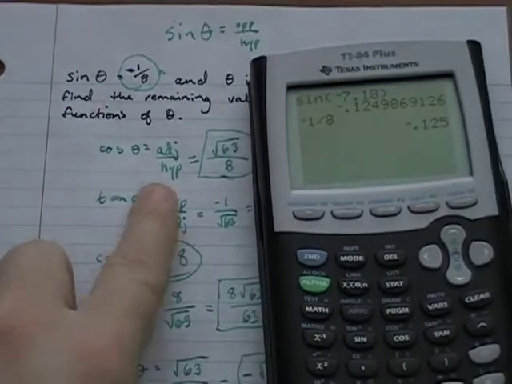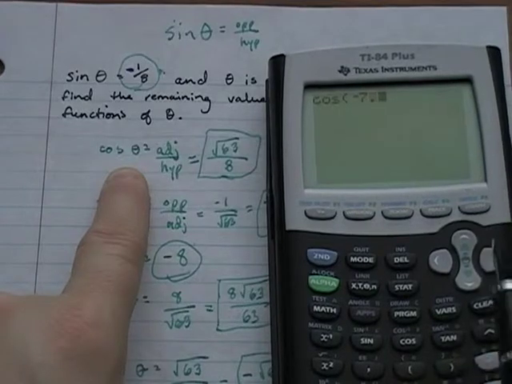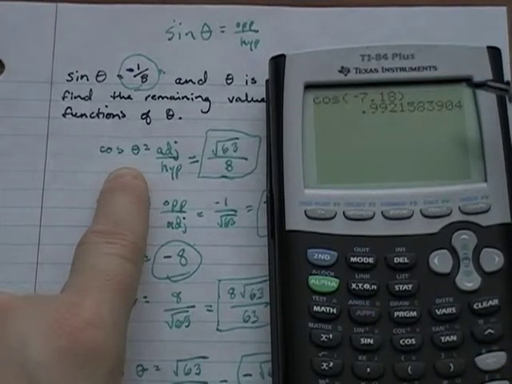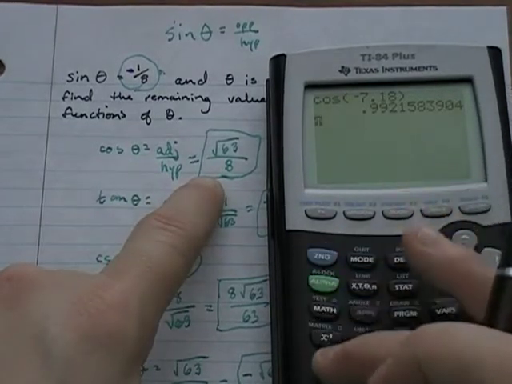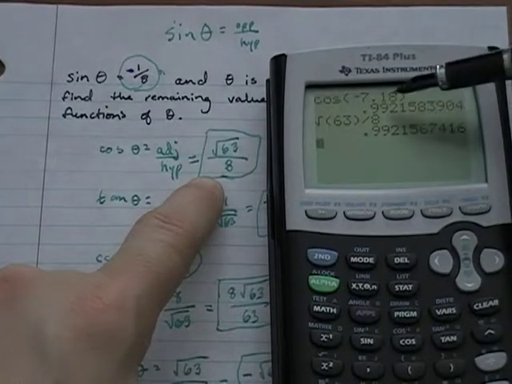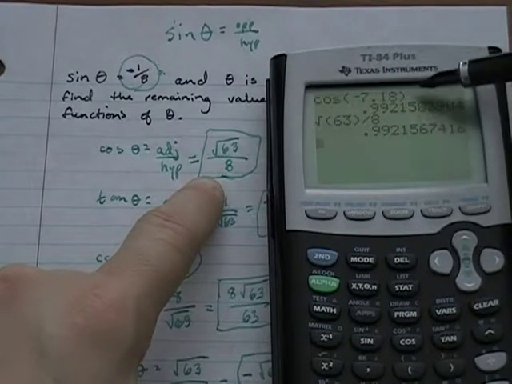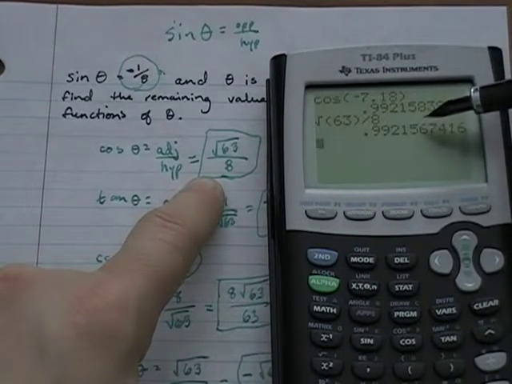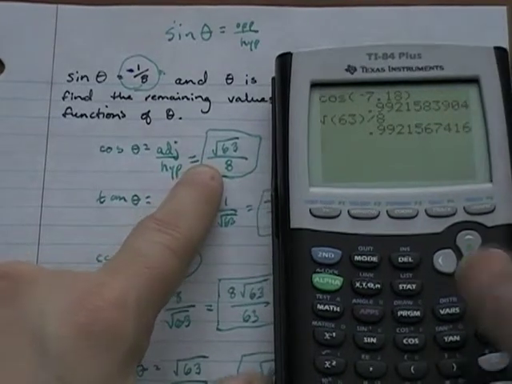Let's check our cosine value. What is the cosine of negative 7.18 degrees? And I get this answer here. What was my answer? My answer was root 63 over 8. Let's close our parentheses so that we get a correct answer here. What do we get? 0.99215. Same answer. So you know the exact answer is correct by checking it on a calculator.